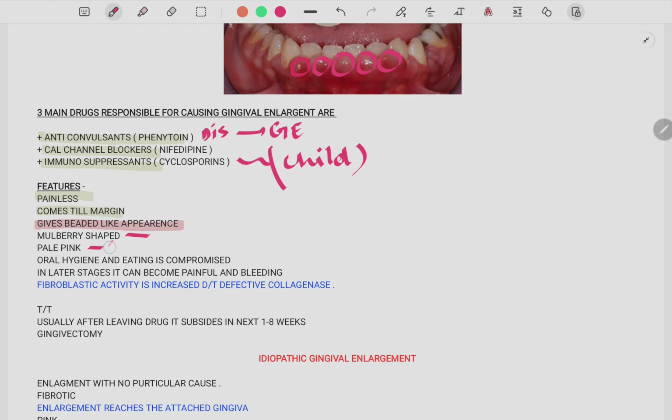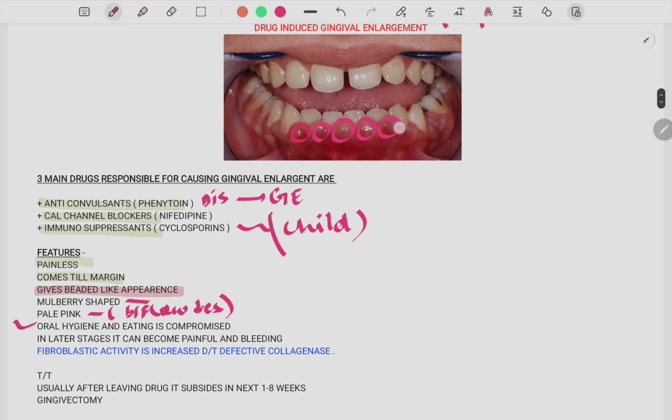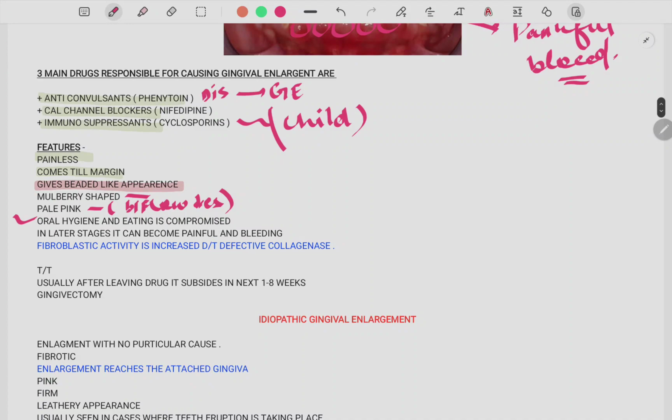Why do we have pale pink color? Because the vessels are actually getting constricted here, due to which the blood flow decreases, and that is the reason we see a pale color of the gingiva. The oral hygiene and eating are compromised, because at later stages the condition can be extremely painful. It might bleed very badly, so the patient is not able to eat anything or brush and maintain his oral hygiene. In the later stages, as I've already told you, it can be painful and it can bleed.